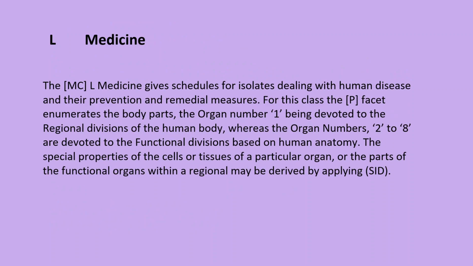Next we move on to the main class medicine. Medicine gives schedules for isolates dealing with human disease and their prevention and remedial measures. For this class, the personality facet enumerates the body parts, the organ number 1 being devoted to the regional division of the human body. The special properties of the cells or tissues of a particular organ or the parts of the functional organs within a regional system may be derived by applying the superimposition device.